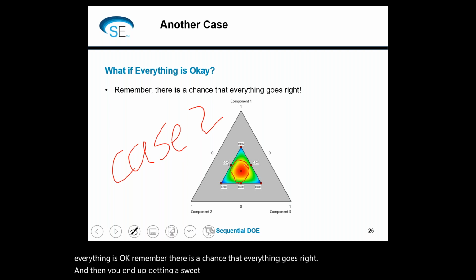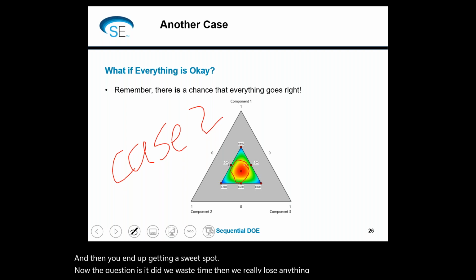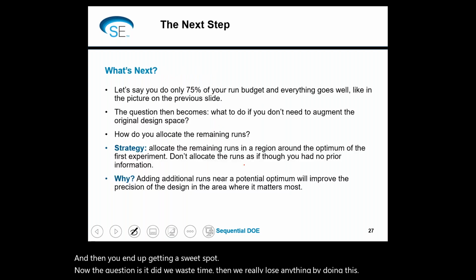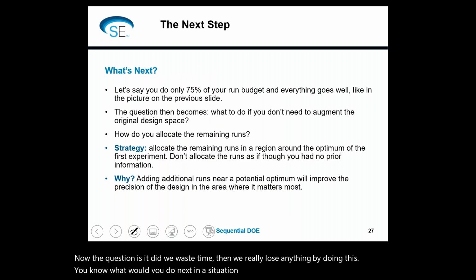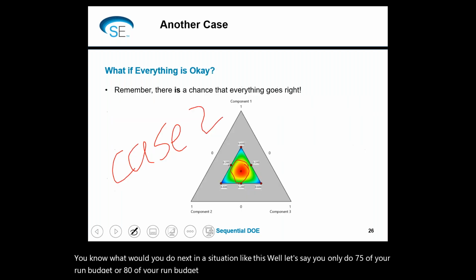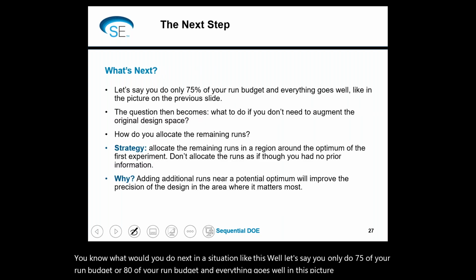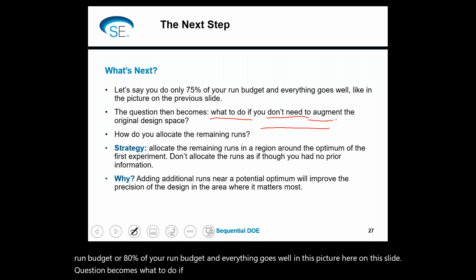Now the question is, did we waste time? Did we really lose anything by doing this? What would you do next in a situation like this? Well, let's say you only do 75% of your run budget or 80% of your run budget, and everything goes well, like in this picture here on this slide. The question becomes what to do if you don't need to augment the original design space. What should you do with those 4 runs that you held back?